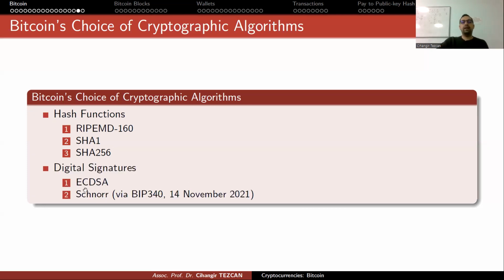Digital signatures. So far, we had the elliptic curve digital signature algorithm, which we have already discussed. But in the last update via BIP 340, which became active 2 years ago, on 14th November 2021, Schnorr signatures are now allowed. Schnorr signatures should be preferred instead of elliptic curve digital signatures because Schnorr signatures allow multiple signatures.